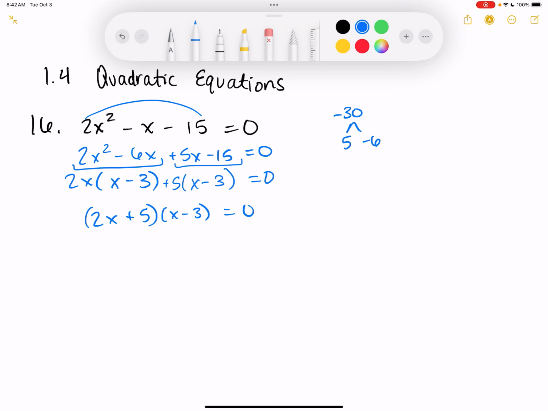And now this is where technically the zero product property comes in. We take each piece and set it equal to 0 and solve. So 2x plus 5 is equal to 0. X minus 3 is equal to 0. So 2x is equal to negative 5, or x is equal to negative 5 over 2, or x is equal to 3.